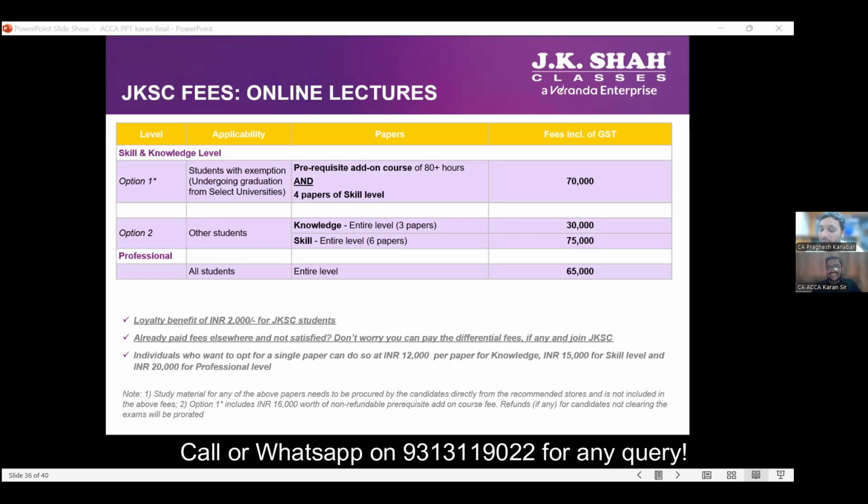What if I just want to have 1 or 2 subject lectures? Sir, can we give them paper-wise lecturing or is it for the entire course? So if you can see the screen, individuals who want to opt for a single paper can do it. Professional level per paper fees is 20,000. Acha. So here it is given in a smaller font, third tick. 20,000 per paper for professional level. Still full support of registration will be given. Don't worry. Yes, still full support of registration will be given to a student who appears for 1 paper with us. That is not a concern.